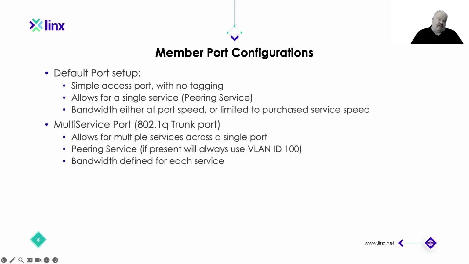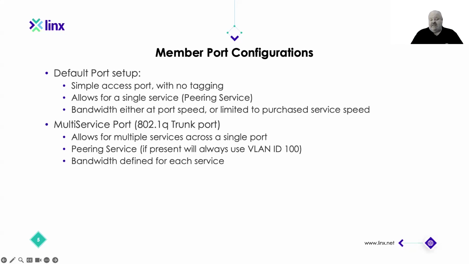The other option that you can choose, either straight away when you order the port, or at a later stage by going back to our LINX member portal and requesting the configuration of your port to be changed, is to configure the port as an 802.1Q trunk port, basically. That means any service that you have on that port will be presented to you as a .1Q VLAN interface, sub-interface on your port.